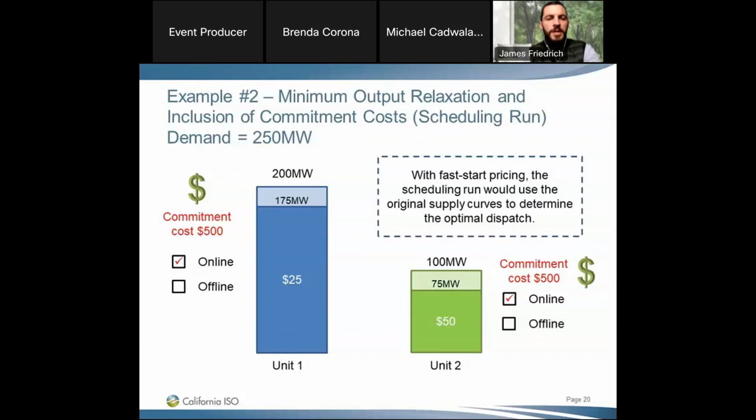Now, starting with this example, we're going to capture the commitment cost, at least of Unit 2, within the locational price that's set. In terms of the scheduling run process, the scheduling run would determine the schedules for these resources, and the dispatch would be exactly the same because you're using the same supply curve for each resource as you did in the status quo to determine the optimal dispatch. Next slide, please.